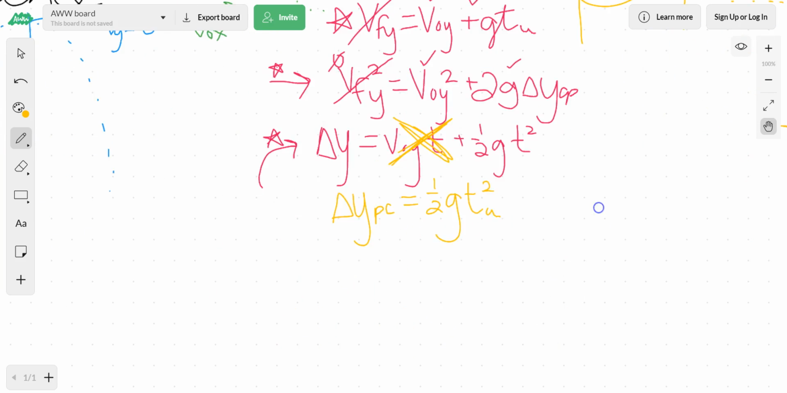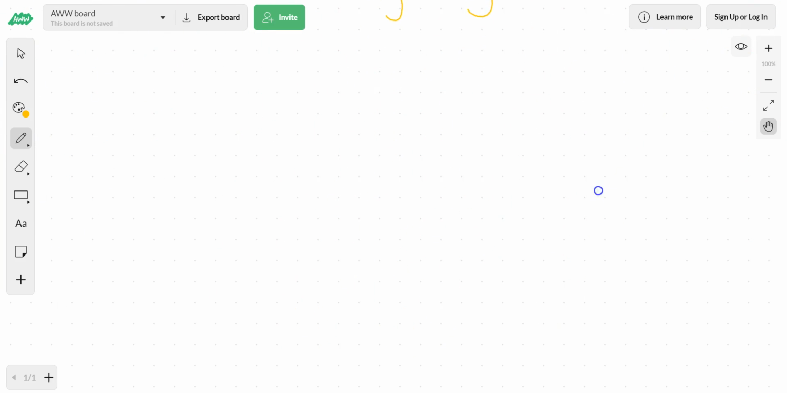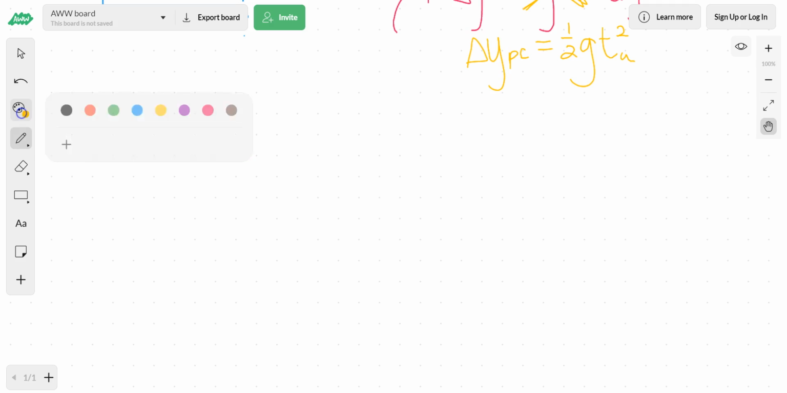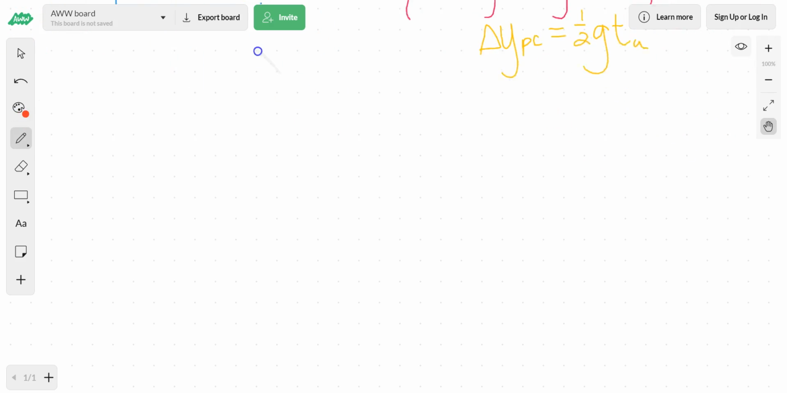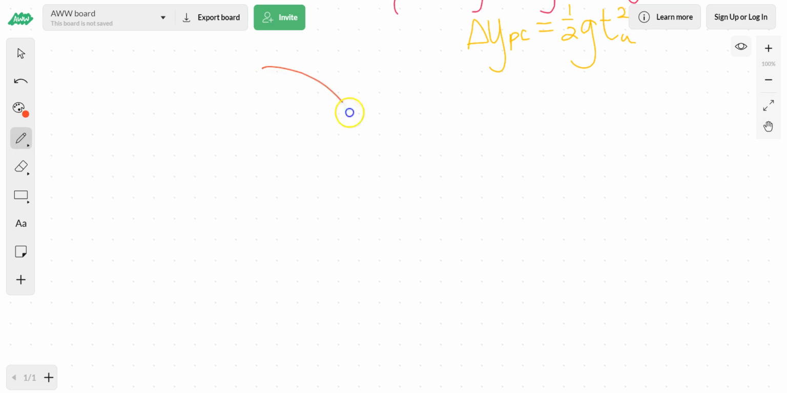The way down is not any harder, but it also is not any easier. So on the way down, let's see, that's going to be from all the way up here. Oh, darn it. Like that.